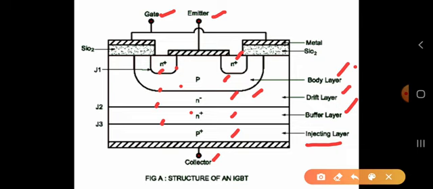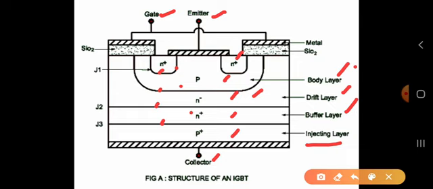The IGBTs with the N plus buffer layer are called punch through, PT IGBTs. Here you have the buffer layer, N plus is there. So this type of structure of the IGBT is called a PT, punch through. This is actually asymmetric. It has asymmetric voltage blocking capabilities.